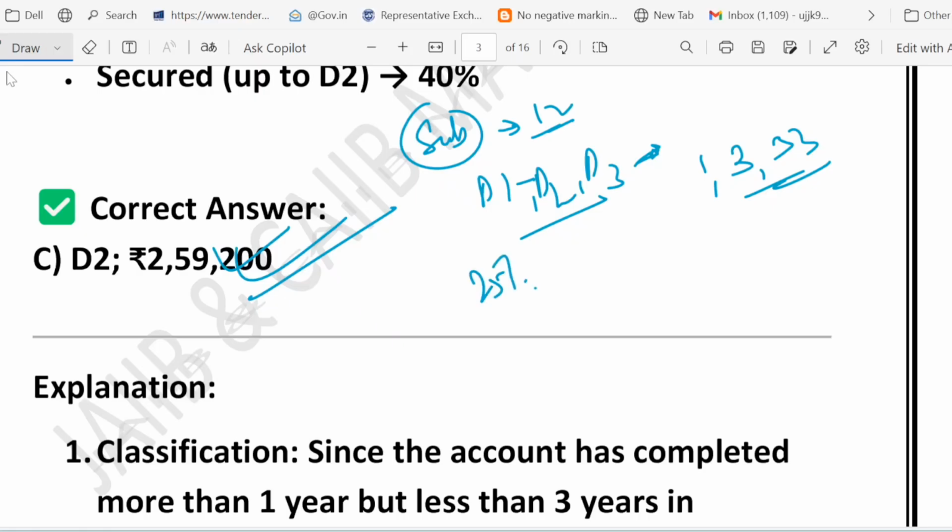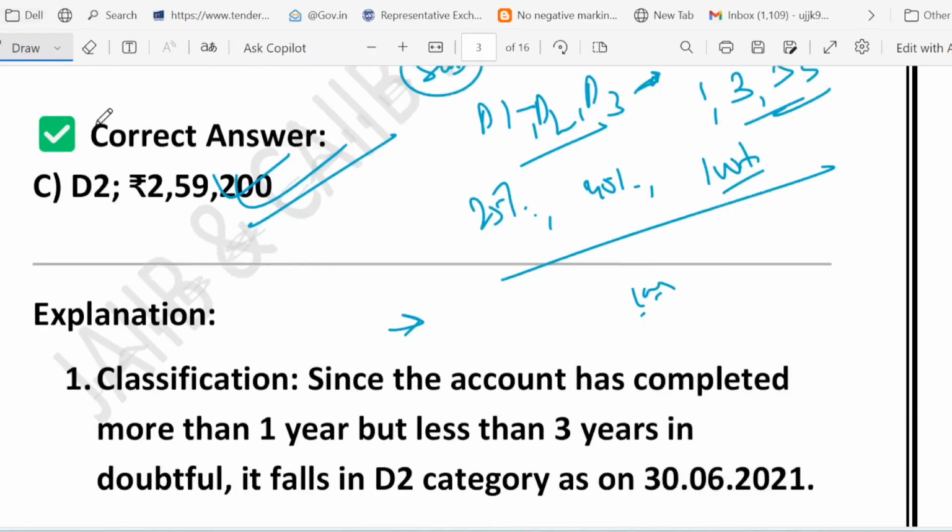Secured D1 is 25%, secured D2 is 40%, and secured D3 is 100%, and unsecured for D1, D2, D3 is always 100%. And one more point is that for micro and small units, the CGTMSE guarantee reduces the unsecured burden. So always deduct the guarantee cover before calculating the provision. So friends, that's the beauty of this question.